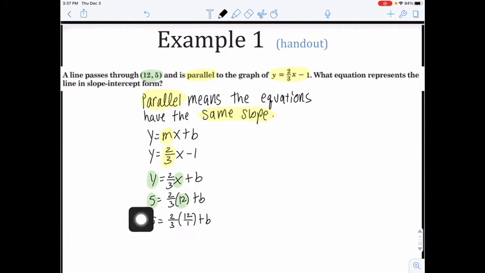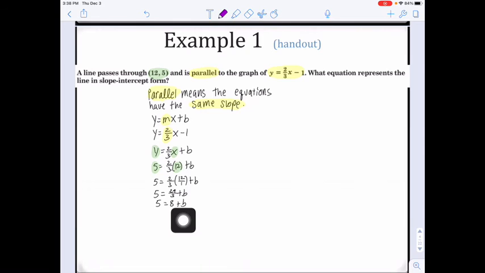Since x is 12 and y is 5, we can plug these in. Since we're multiplying 2/3 by 12, I'm going to rewrite 12 as a fraction. To multiply these two fractions, you multiply straight across, so 2 times 12 gives us 24, and 3 times 1 gives us 3. Because 24 divided by 3 is 8, we can rewrite this as 5 = 8 + b.